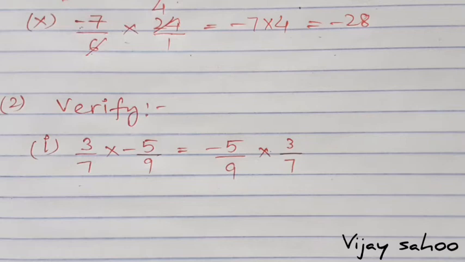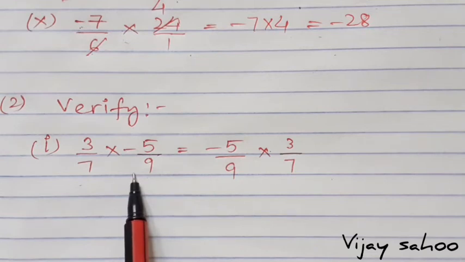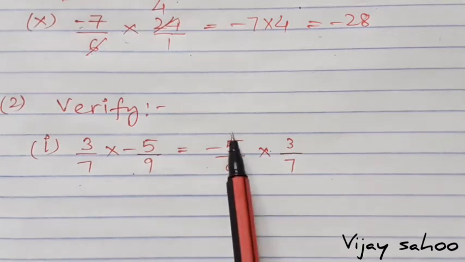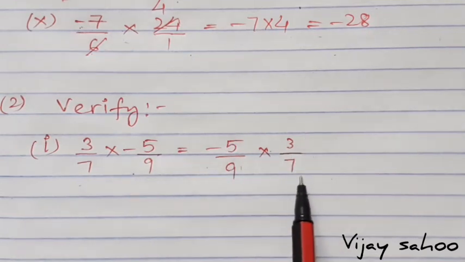Okay. Now we'll see the question based on verification, and this is very important because we have to prove that left hand side and right hand side are equal. Now if you see the second one, the first question, 3 by 7 multiplied by minus 5 by 9 is equal to minus 5 by 9 multiplied by 3 by 7.